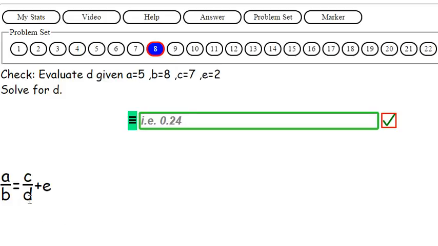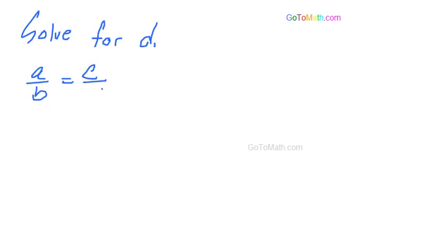Alright, AB equals CD plus E. Can I remember that? I hope so. Let's go over here. What are we solving for? D? I think I need to remember that first. Solve for D. So we have AB equals CD plus E. Okay. Want to solve for D.